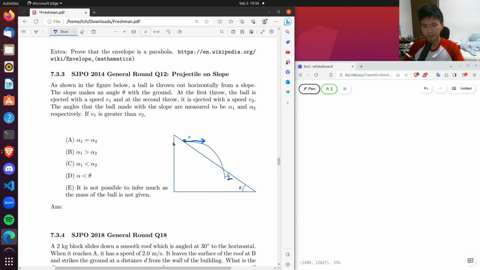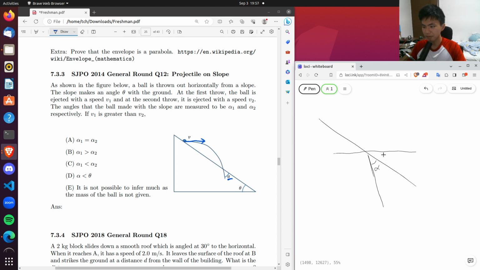So first of all, let's observe that instead of asking what the angle alpha is when the ball hits, it suffices to ask what the ratio of the x and y components of the velocity is when it hits.